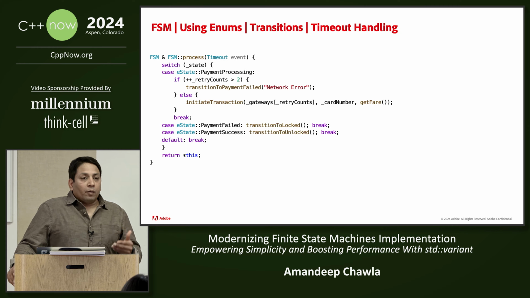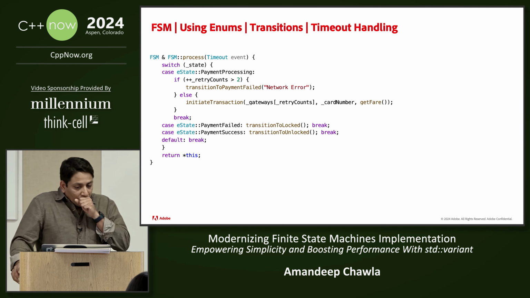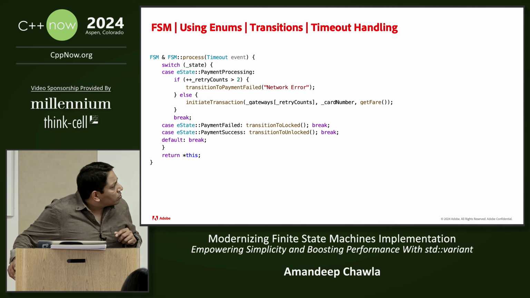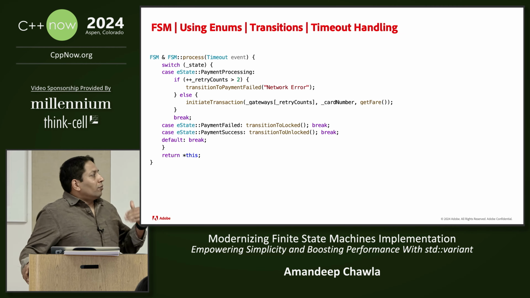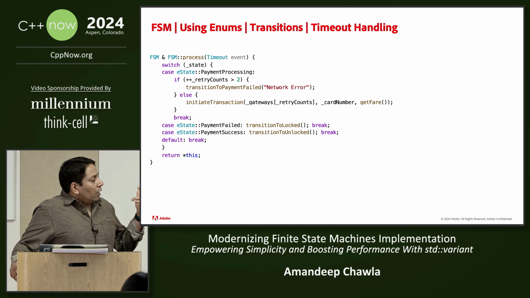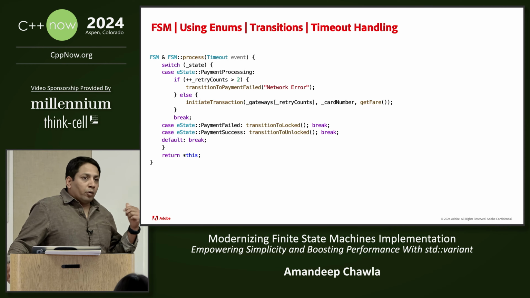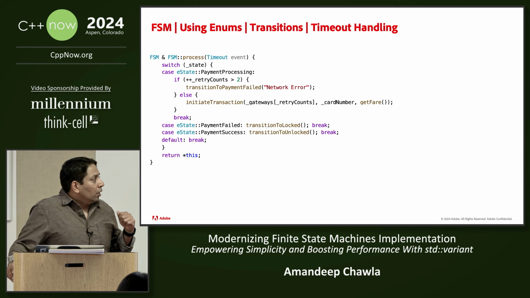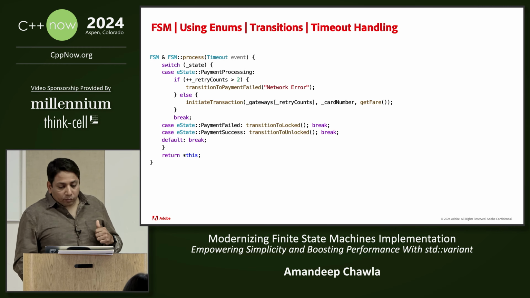So if I'm in the payment processing state, I am incrementing my retry count, and if it is greater than 2, I say I am transitioning to payment failed. Otherwise, I am reinitiating the transaction with the next gateway. In case of timeout, when I'm in payment failed state, I transition to lot because it's a transition state, as we know, and in payment success state, I transition to unload state.